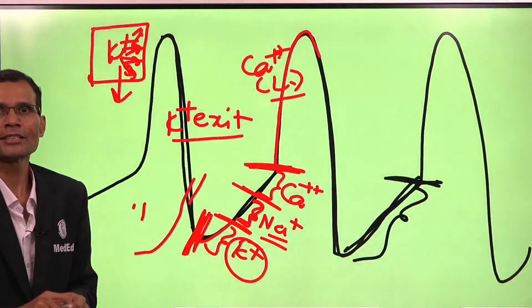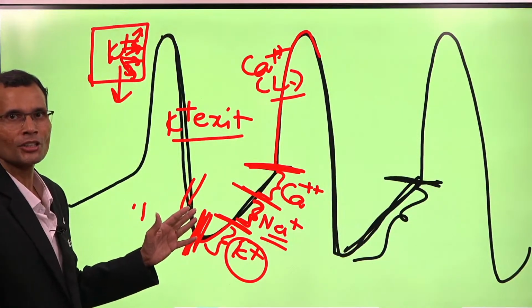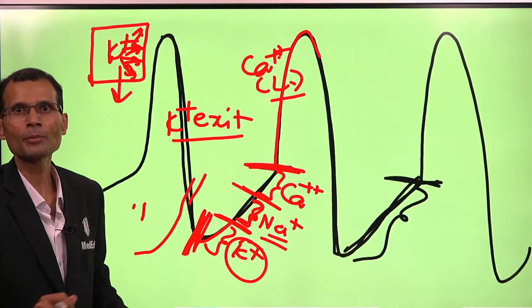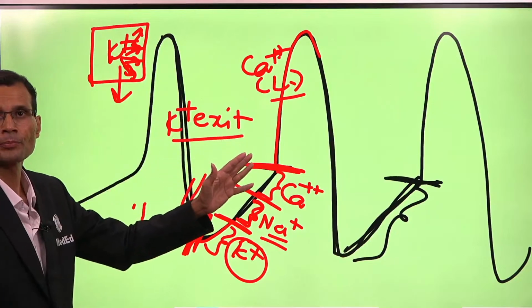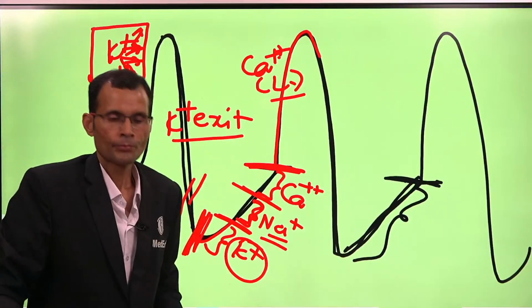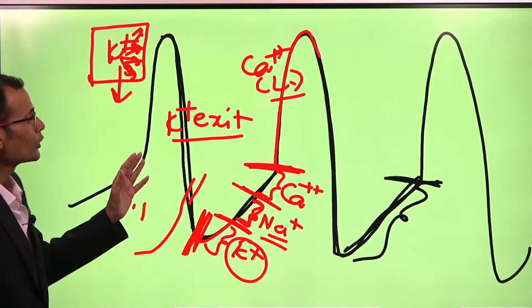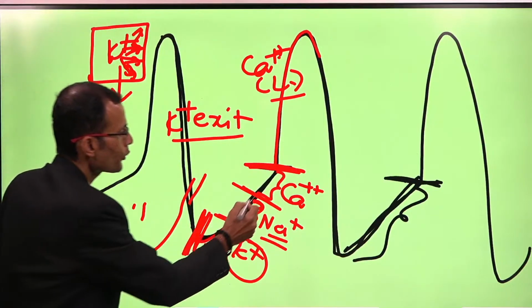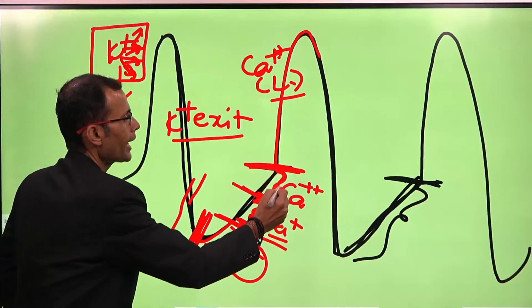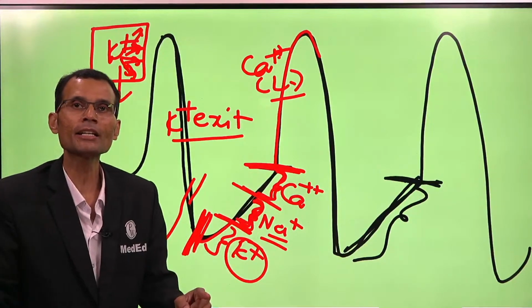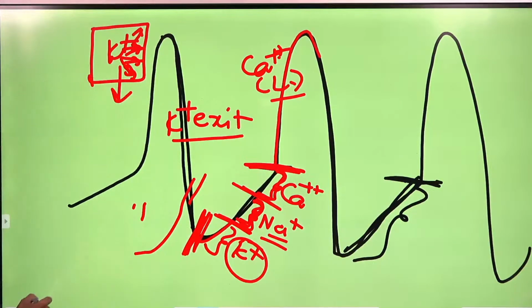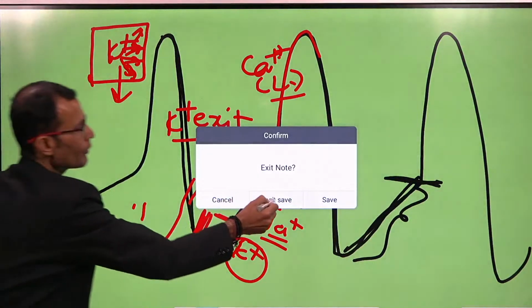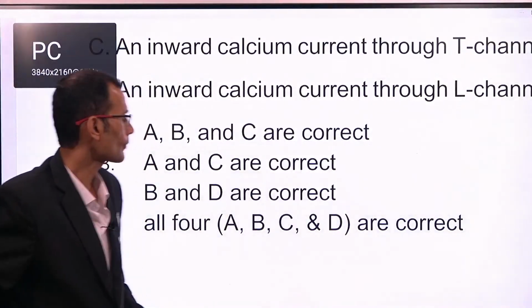All right, so this calcium L current is not involved in the pacemaker potential. The currents that are involved are these: the sodium funny current and the calcium current through calcium T channels. So in the given options, what was it?